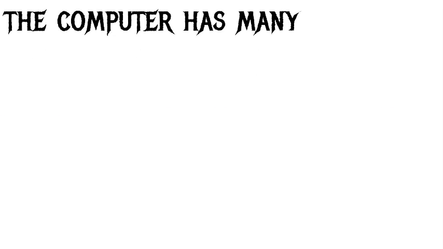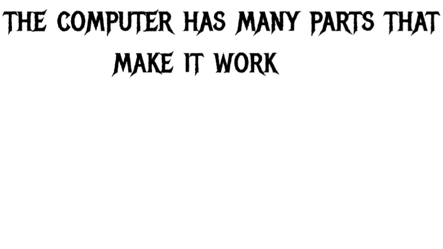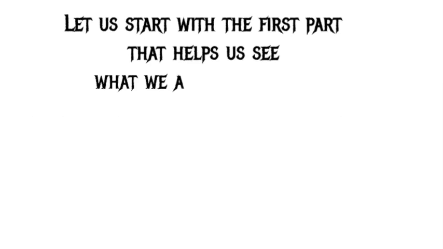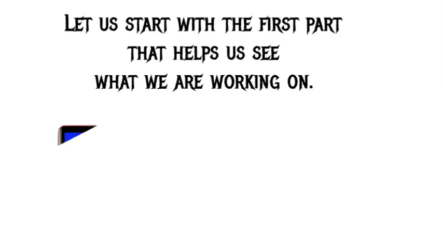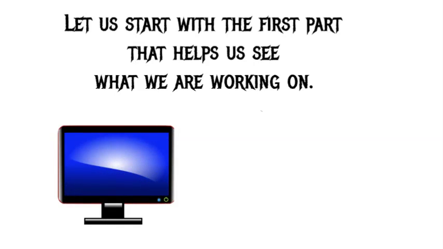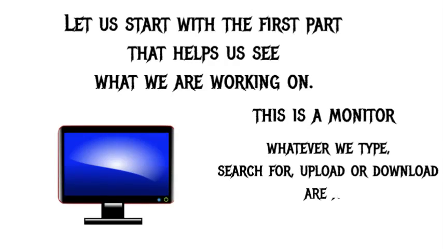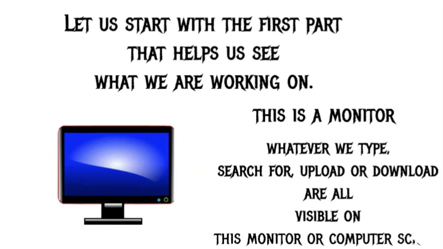The computer has many parts that make it work for our convenience. Let us start with the first part that helps us see what we are working on. This is a monitor. Whatever we type, search for, upload or download are all visible on this monitor or computer screen.